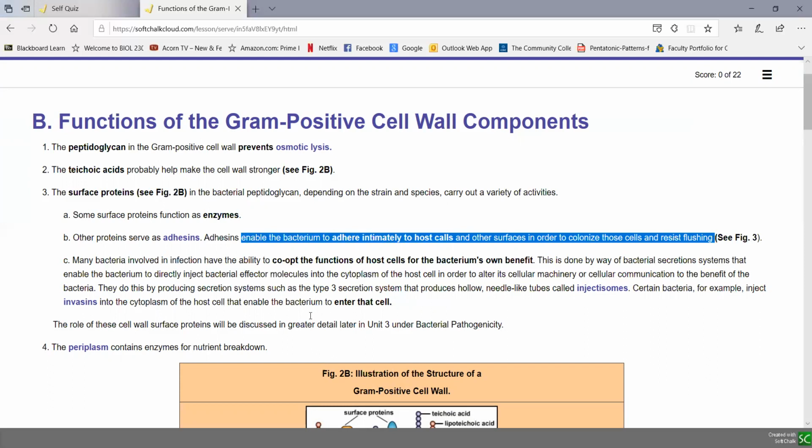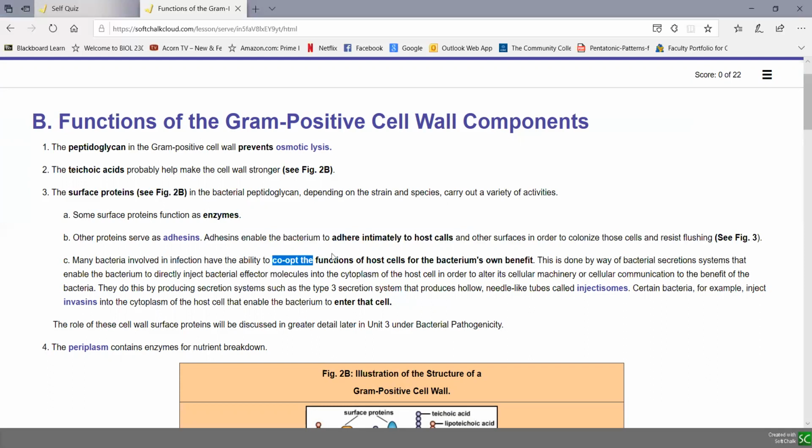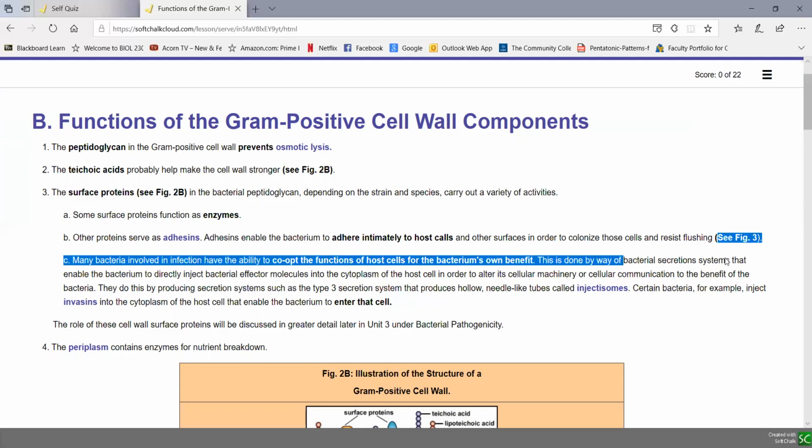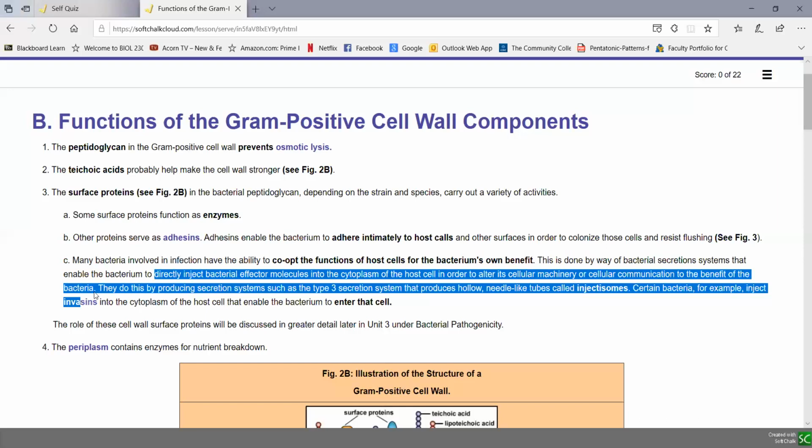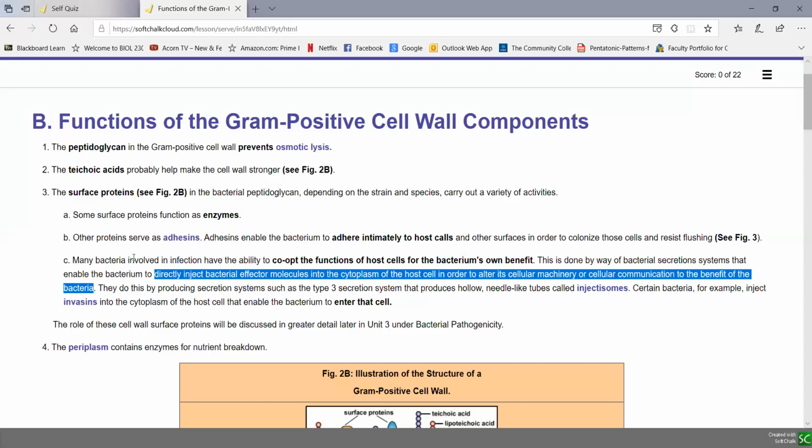Now, we also know that many bacteria involved in infection can co-opt the function of our cells for the bacterium's benefit. There's a variety of ways they can do that, but often this is done involving bacterial secretion systems that enable bacteria to directly inject bacterial molecules called effector molecules into the cytoplasm of our host cell in order to alter our cellular machinery or our cellular communication for the benefit of the bacterium and the detriment to us.